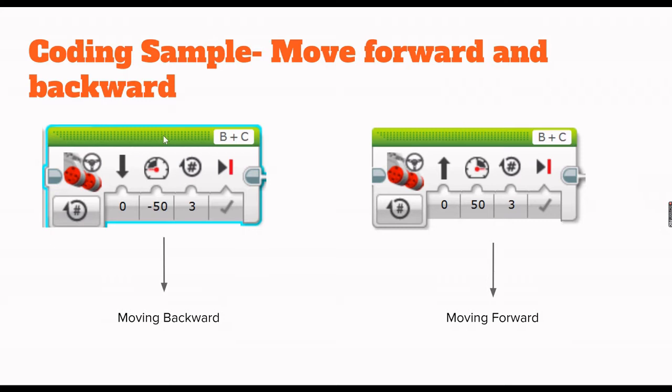And this is because when you have negative power and negative speed, you can see its arrow is going down, meaning that's going backwards. And it's vice versa here. If you have a positive number for your power or speed, you'll be going forward. And you can set it for the amount of rotations on whenever you want. And so this is moving forward. And this is moving backward.